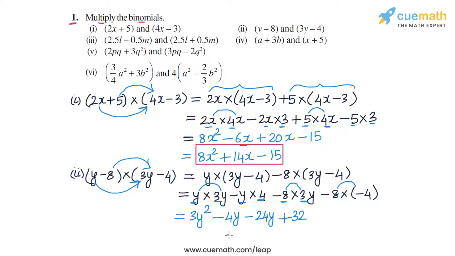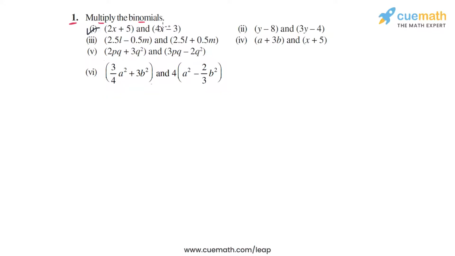We have obtained these four terms, of which minus 4y and minus 24y are like terms, so they can be combined. We will get 3y square and then minus 28y, because minus 4 and minus 24 combined gives minus 28, and then we have plus 32. So this expression 3y square minus 28y plus 32 is the answer for the second part.